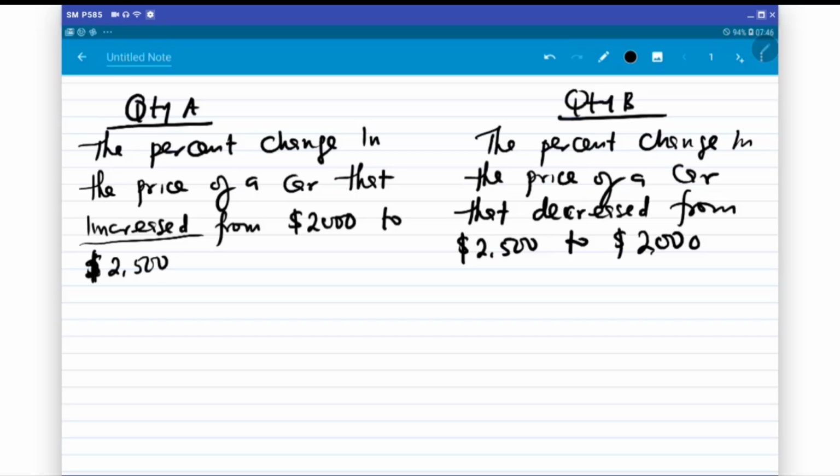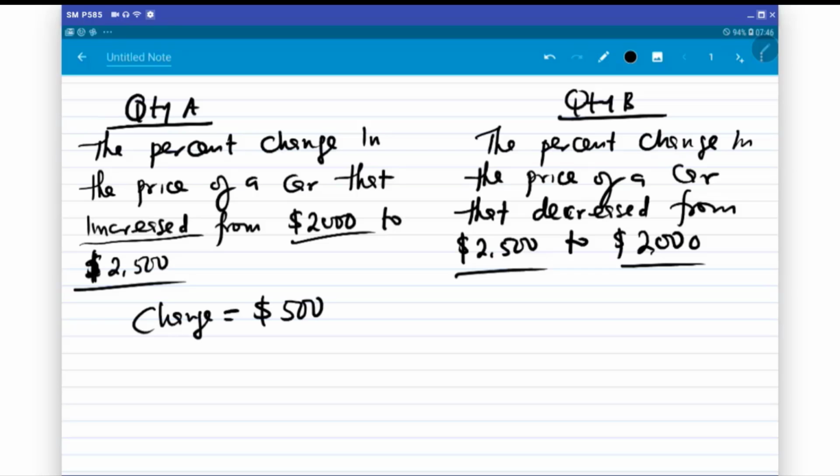All right. So the change, either increase or decrease, will be some positive percent. Now this one increased from 2,000 to 2,500. This one decreased from 2,500 to 2,000. Now that means you're going to have the same change. Definitely the change here is an increase of $500, while the change here as well is a decrease of $500.